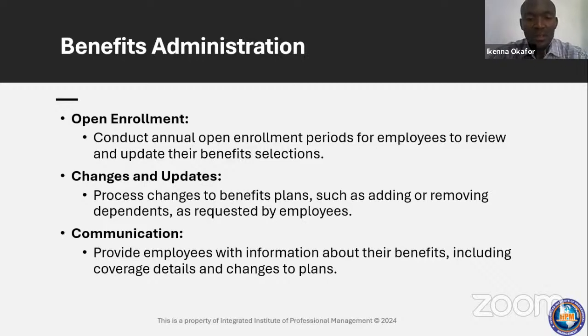Updates. Process changes to benefit plans, such as adding or removing dependents as requested by the employee. So if a staff member wants to change his or her dependent for any reason, for example, someone below 18 is now 19 years and he or she doesn't want to cater for this person again, that should be made available. Change of address. I'm talking about benefits, right? So we're talking about benefits.